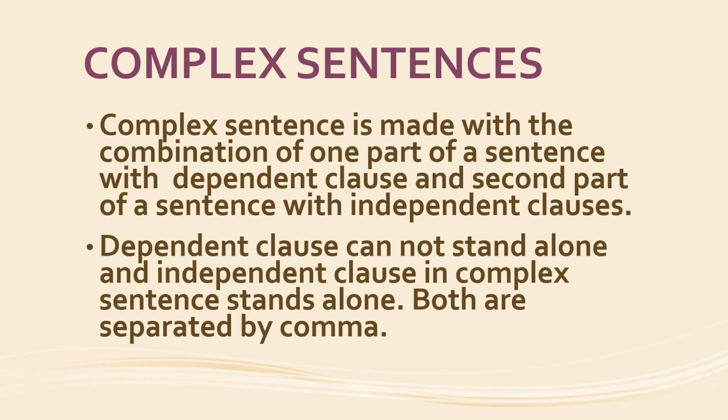Now, what are complex sentences? A complex sentence is made with the combination of one part of a sentence with a dependent clause and the second part of a sentence with an independent clause. Now, let me compare compound and complex sentences here with the definition. Compound sentences are made up of two independent clauses, but in a complex sentence, there is need of at least one dependent clause with an independent clause. A dependent clause cannot stand alone, and an independent clause in a complete sentence stands alone. Both are separated by comma.